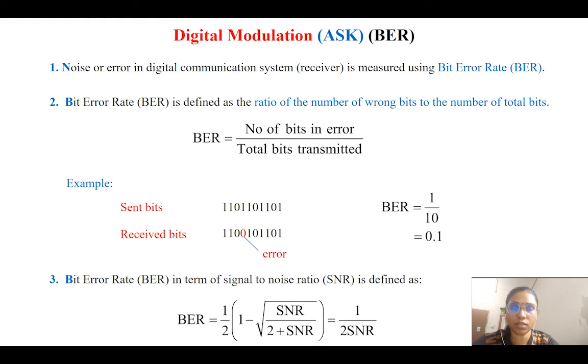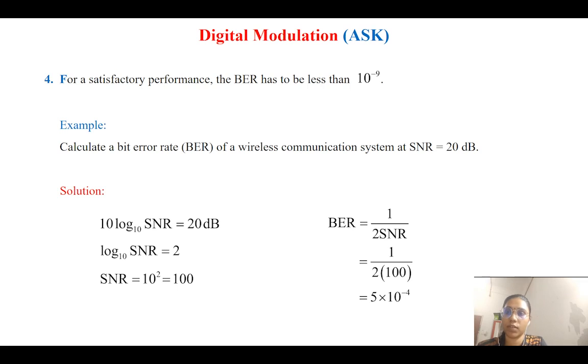I'm Divanandini Nagarajan. Now I'm going to present about bit error rate. Noise or error in a digital communication system is measured using bit error rate. Bit error rate is defined as the number of bits in error divided by the total number of bits transmitted. Here as an example, only one bit in the received bits is different from the sent bits. Using the formula, we can calculate the bit error rate, which is 1/10 equals 0.1. Other than this formula, we can also define it using signal to noise ratio, that equals 1/2 signal to noise ratio. The bit error rate has to be less than 10 to the power of -9.